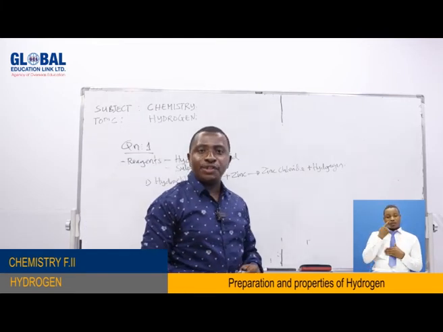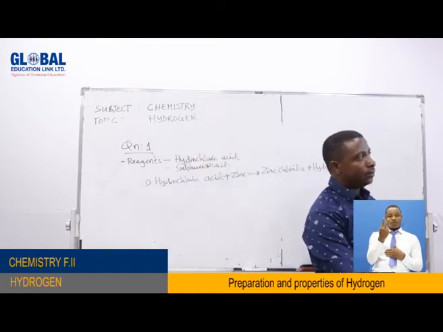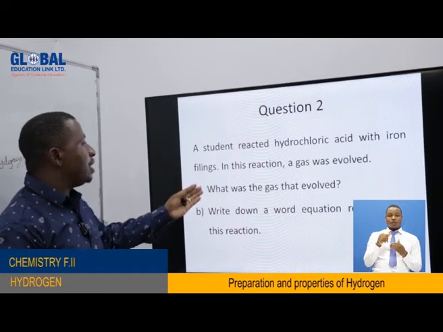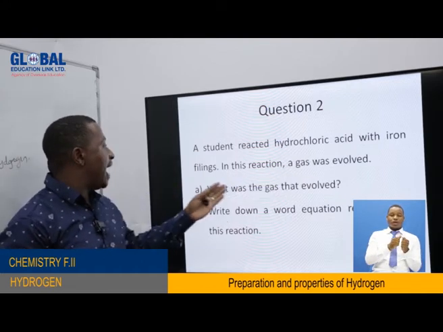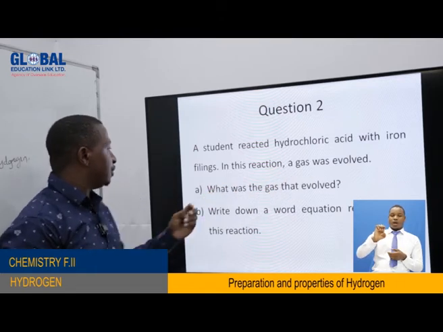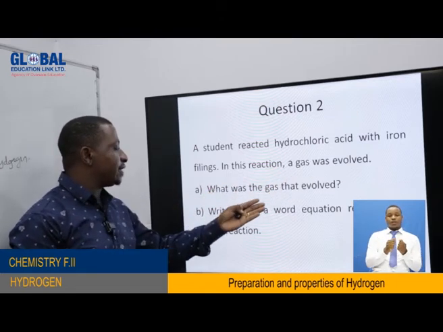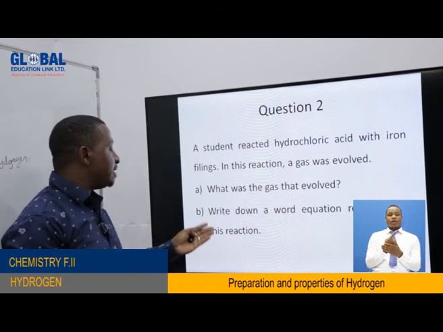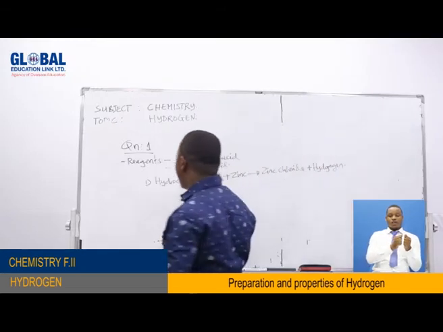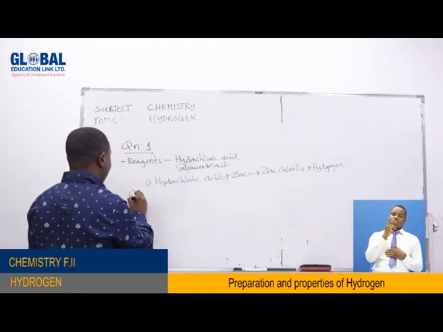Now let us see question number 2. Question number 2 says, a student reacted hydrochloric acid with iron filings. In this reaction, a gas was evolved. A. What was the gas that evolved? Write down a word equation representing this reaction.